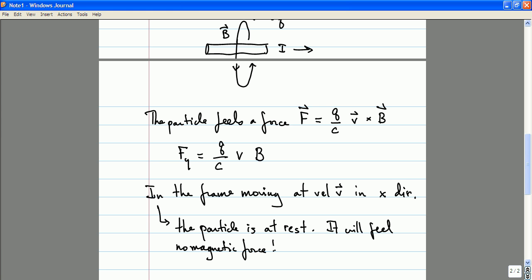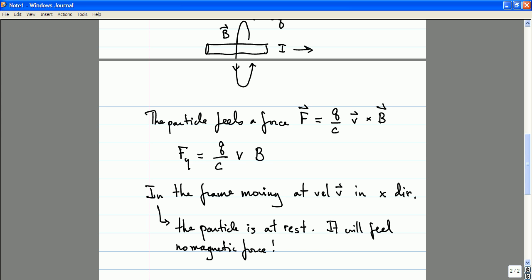Now, at first sight, this appears to be a disaster. Because remember, one of the basic principles of physics, the basic principle of relativity, is that the outcome of an experiment shouldn't depend on which variables you use to analyze the setup. It shouldn't depend on whether I decide to use a frame where the velocity of the particle is equal to 0, or I decide to use a frame where the velocity of the particle is equal to v.